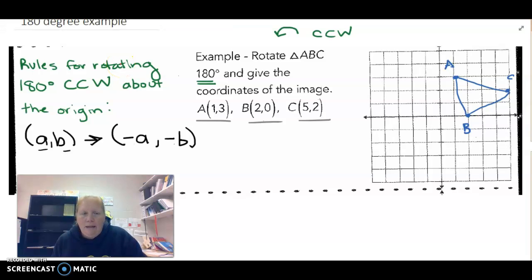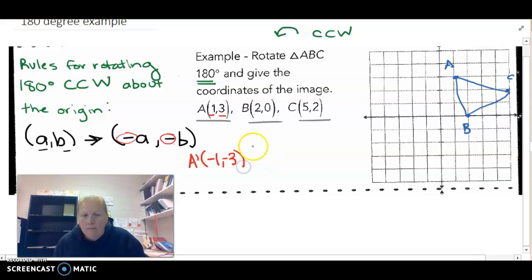All right, let's do this example. So you should have already had triangle ABC, the pre-image, written out over here. So if I'm going to apply this rule, my A prime, well, I'm at 1, 3, and notice all I'm going to do is negate both of them, so that would just be negative 1, negative 3. Okay. My B is at 2, 0, so if I negate both of them, 2 becomes a negative 2. Guys, there's no such thing as a negative 0. Negative 0 is just a 0. And then my C prime, I'm at 5, 2. I'm going to make it negative 5, negative 2.